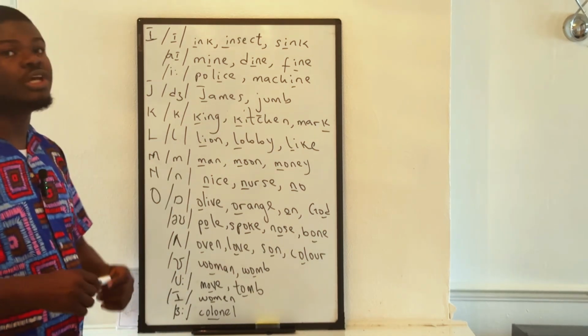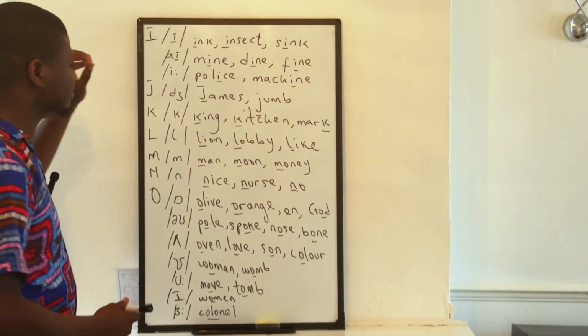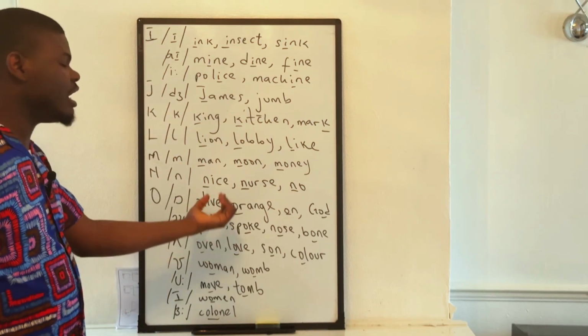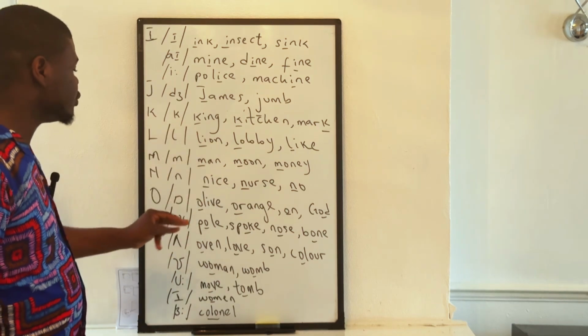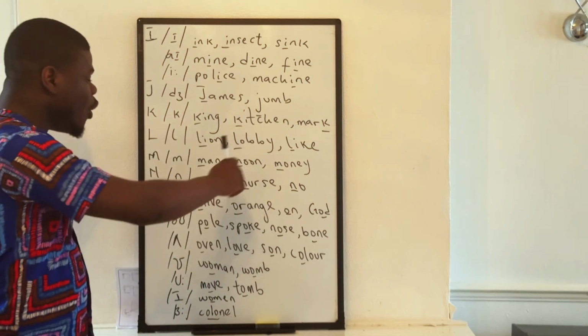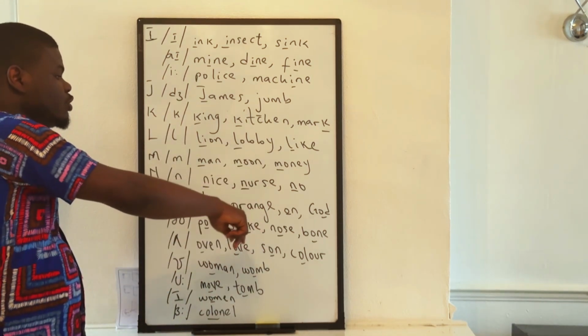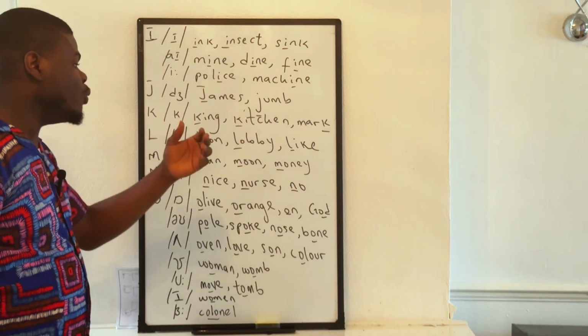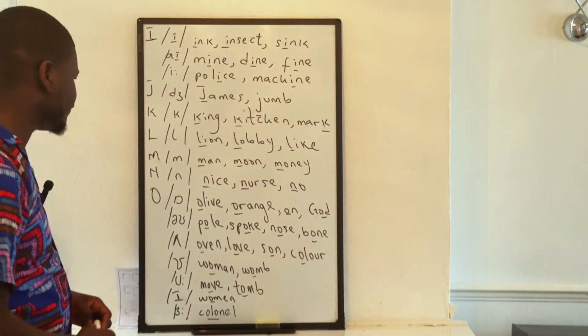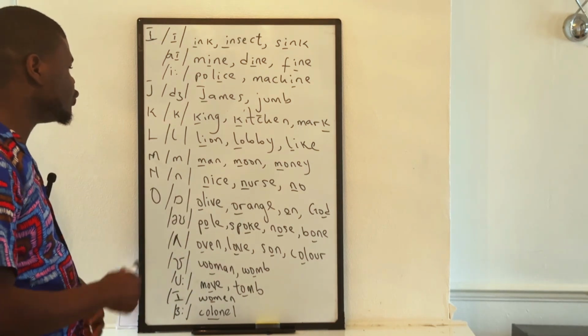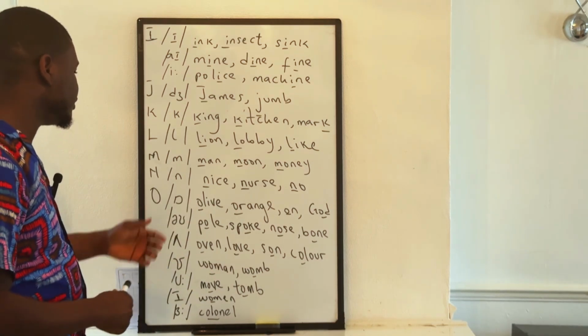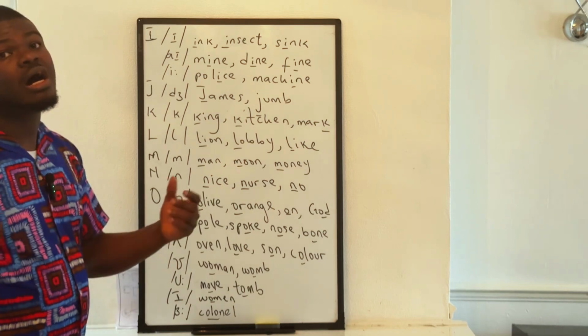Letter O can also give us the long O sound. Take note of the magic E happening again. So the magic E has changed the O sound to long O. So pole, spoke, nose, bone. Yeah? Take note of that. Pole, spoke, nose, bone.